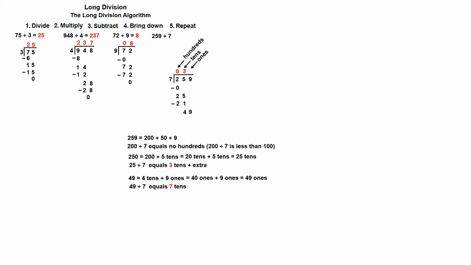Multiply the 7 and the 7 and put the answer right under the 49. Subtract 49 ones from 49 ones. Since there are no more numbers to bring down, we do not repeat the steps of division. The answer is 37.